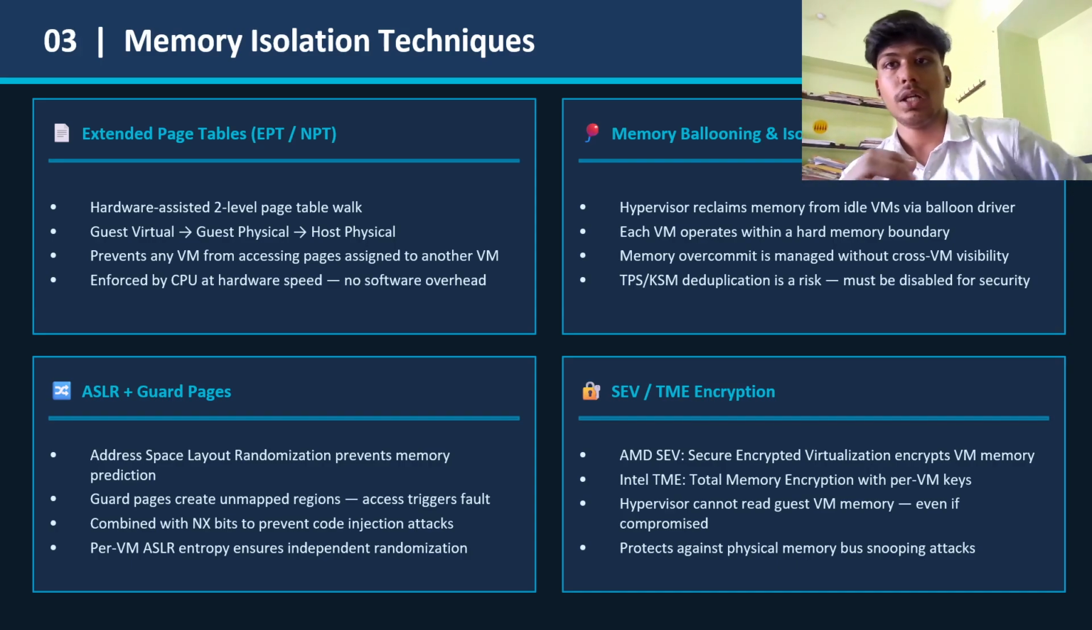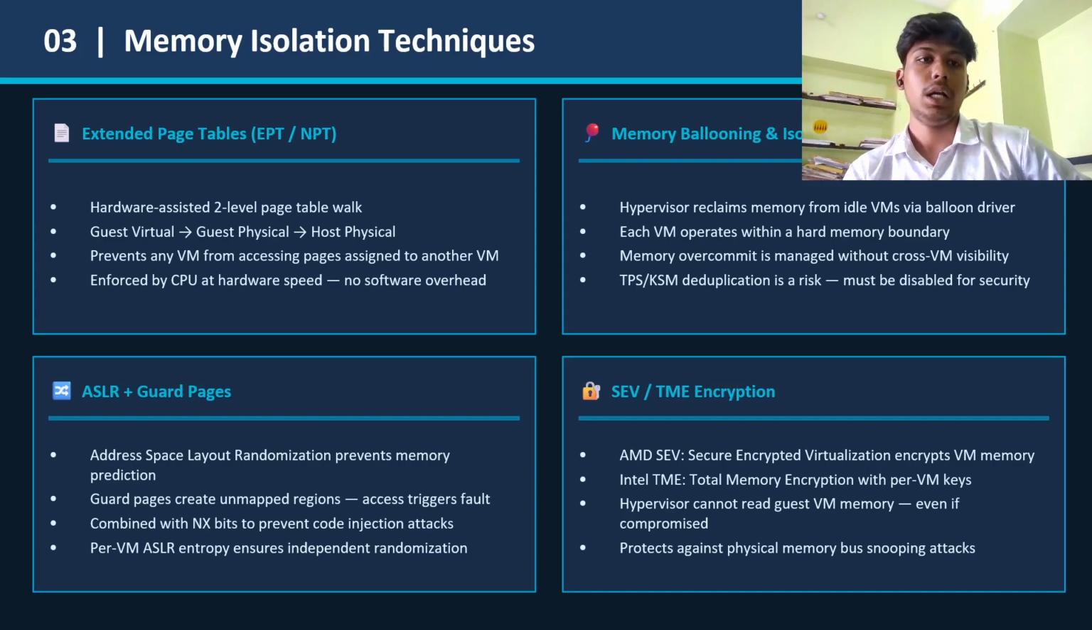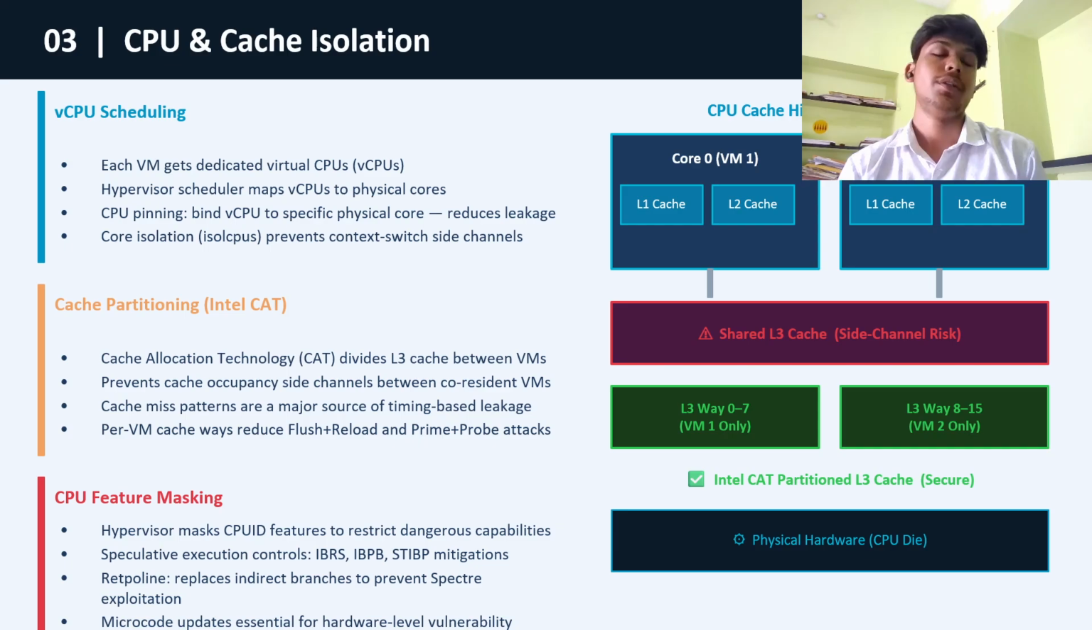Next, we are going to see CPU and cache isolation. Let's talk about CPU and cache isolation, because the CPU itself became a channel for data leakage. So let's see this. Let me put up the slide. This is the CPU and cache isolation.